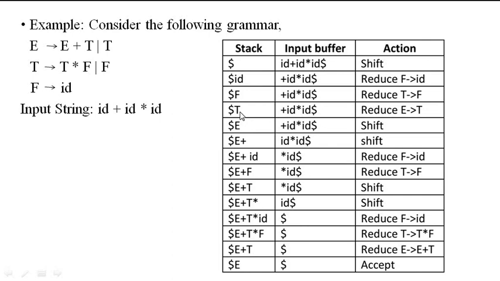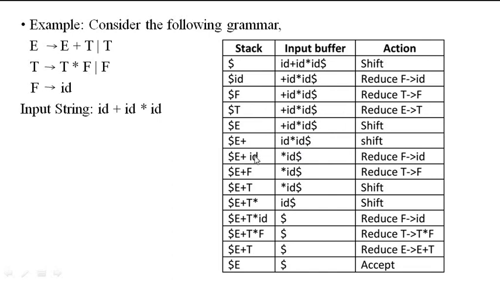Now this T is reduced by E because E gives T. So this T is reduced by E. Plus ID star ID dollar. Now move this input symbol onto the stack. So the operation is shift. So plus is shifted onto the stack. Next again ID is shifted onto the stack. So here E plus ID, and in the input buffer it will be star ID and dollar.